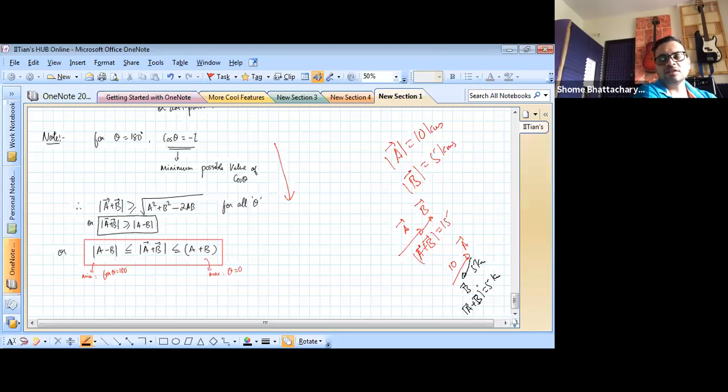So that's the logical reason why it cannot exceed A plus B and cannot be less than the difference of A and B. So if you think logically about the reason for this inequality, you can just take an example of displacement and understand it this way.